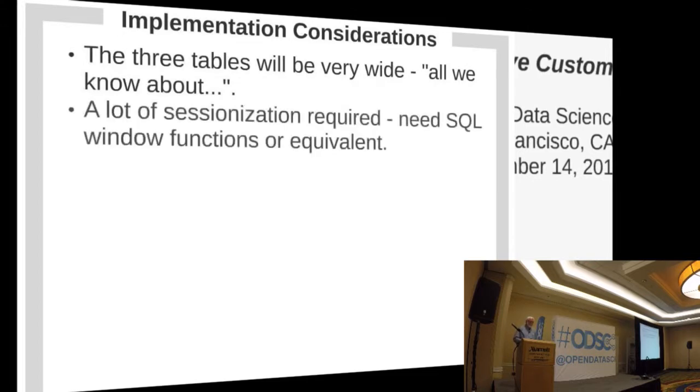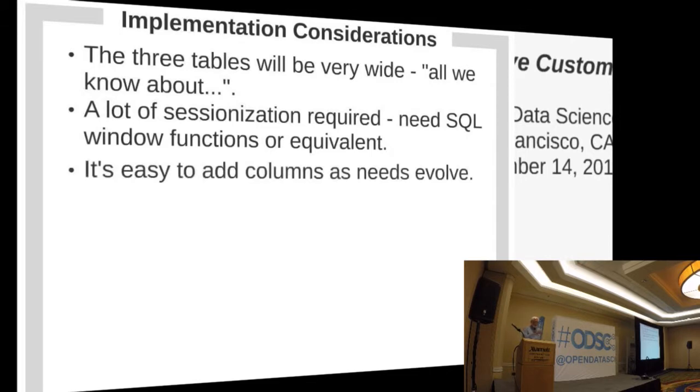Some implementation considerations. And this guides us to what products we actually use to implement things. So all three tables will be really, really wide. All we know about something or other is a lot of stuff, hopefully. So we need to be able to deal with very wide tables. There's a lot of sessionization required in rolling up the detailed data. And so you're going to need a system with really good SQL windowing functions or the equivalent thereof.